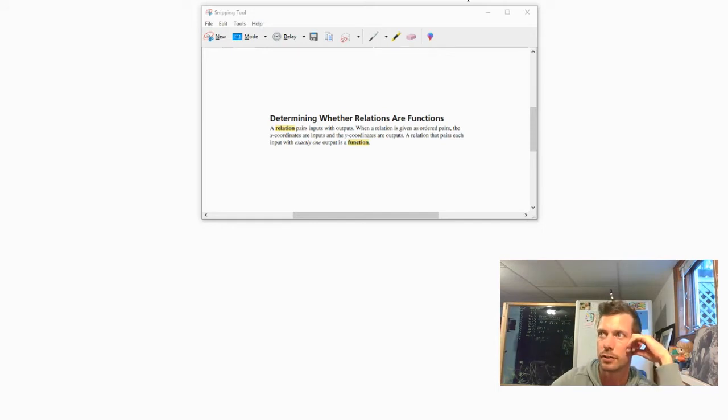Functions. And the first thing that we're going to do is I want you to write this definition down about what a relation and what a function is. So I'm just going to read this verbatim. It says a relation pairs inputs with outputs.